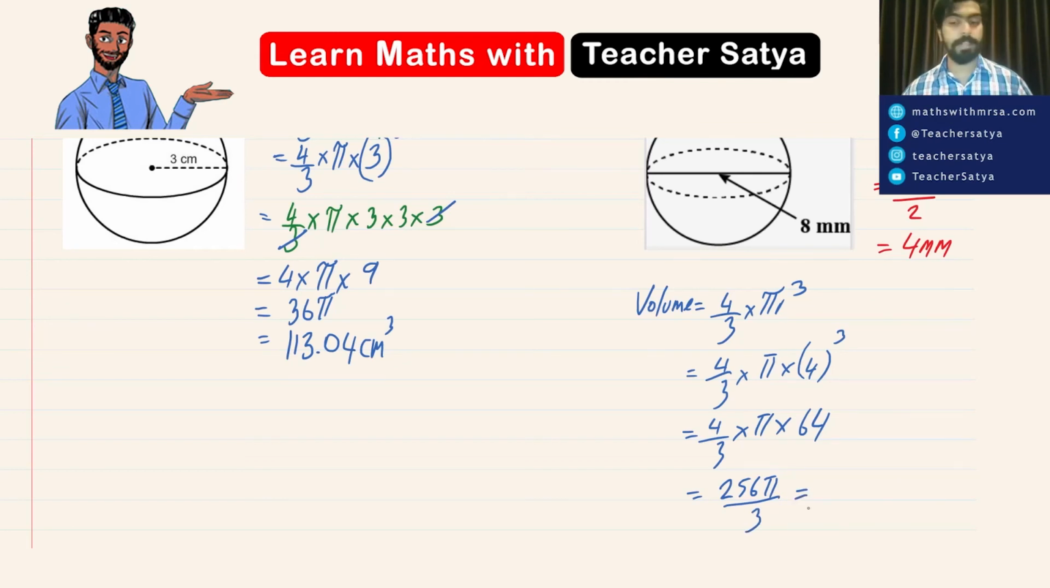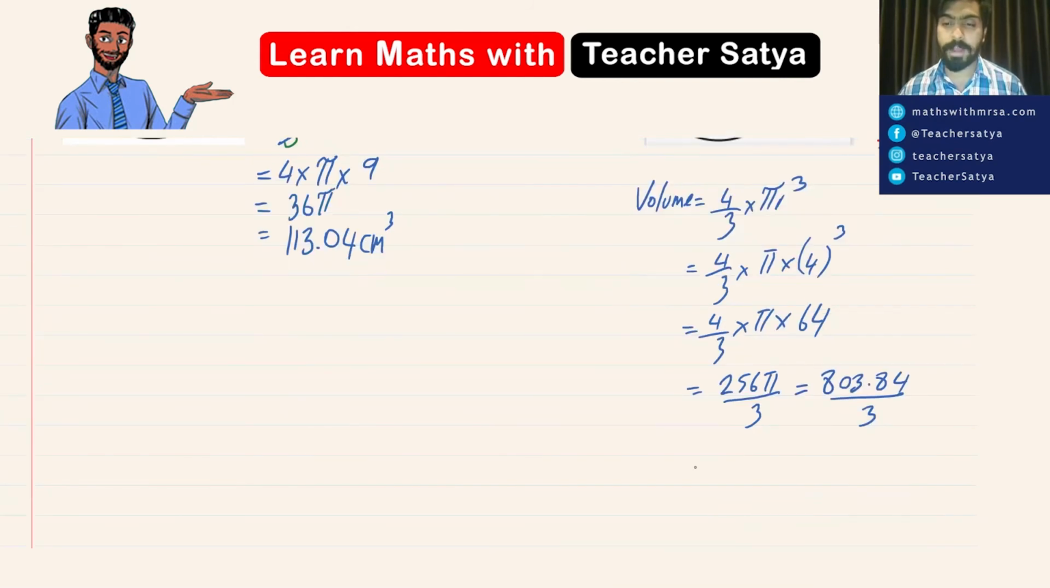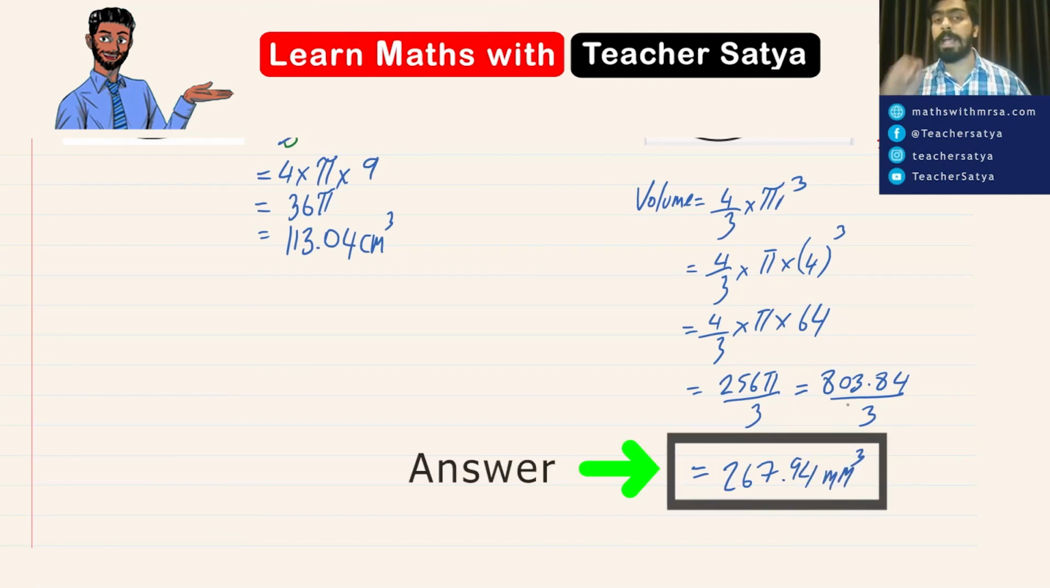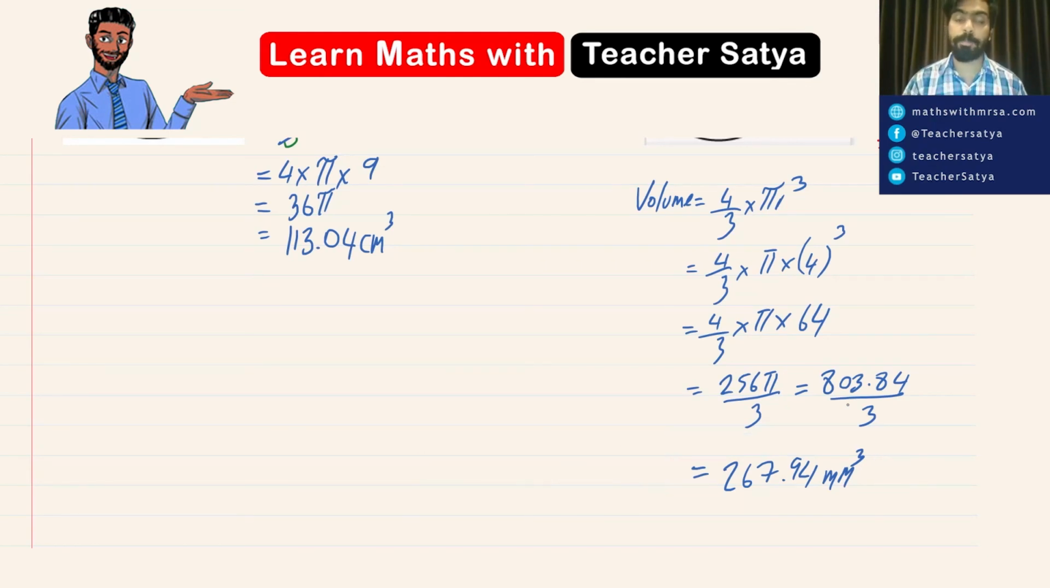Now if we take the value of pi as 3.14 again, 256 times 3.14 should give us 803.84 divided by 3, and our final answer would be approximately 267.94, and the unit would be millimeters cubed. Alright guys, and that is how you would find the volume of a sphere.